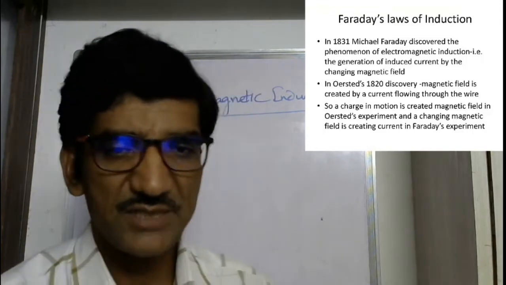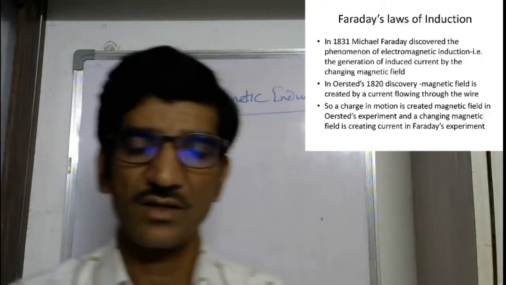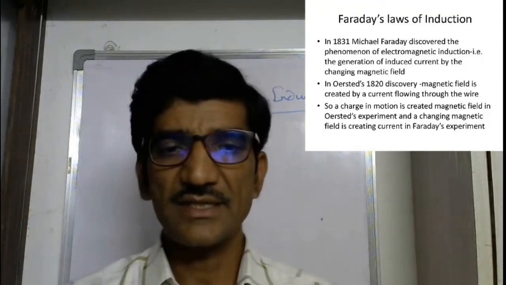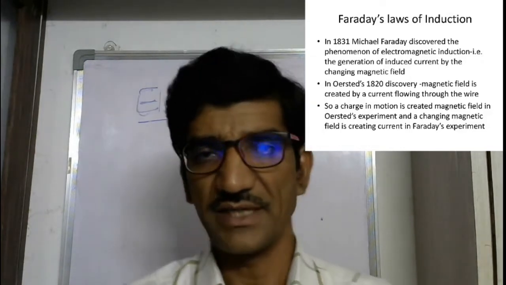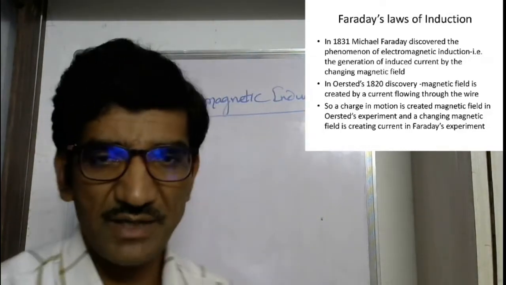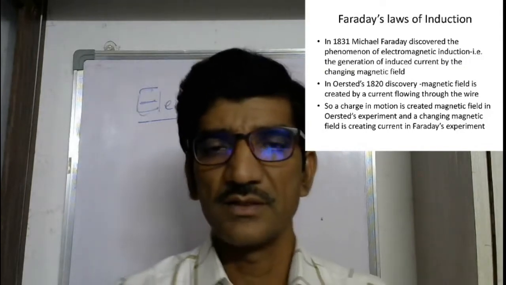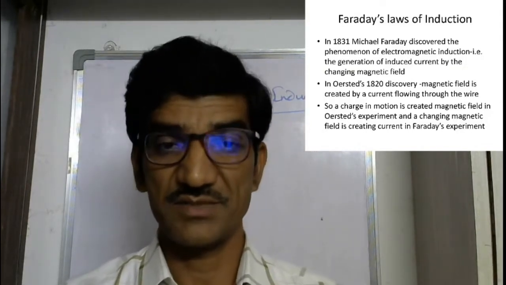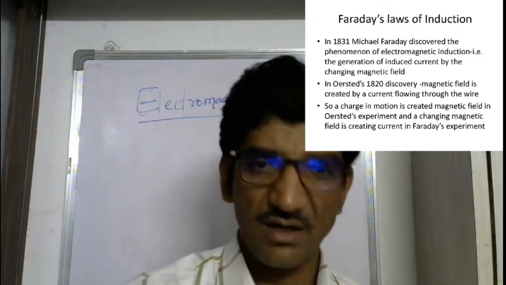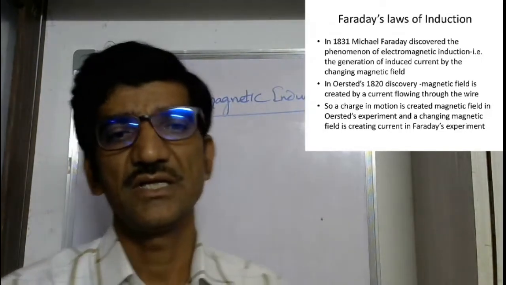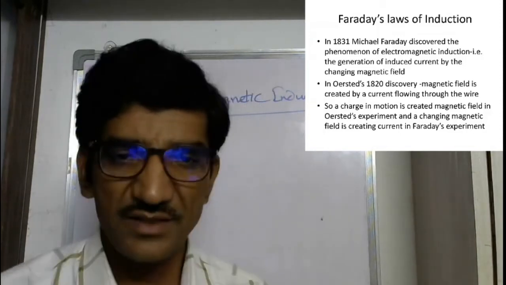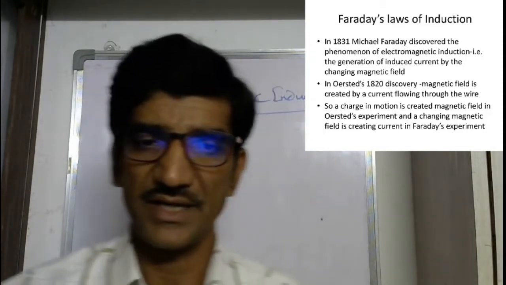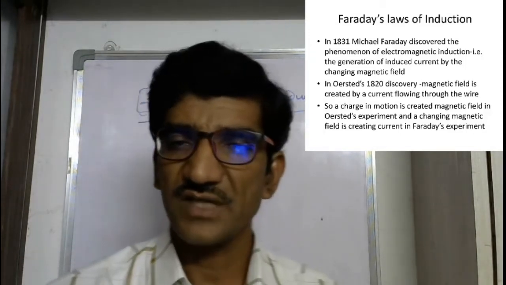In the Oersted experiment, what we observed is that current itself is creating the magnetic field. Here, in Faraday's experiment, the changing magnetic field itself is creating the current. That means it is producing some induced current or some induced EMF. This was discovered by Michael Faraday in the year 1831.